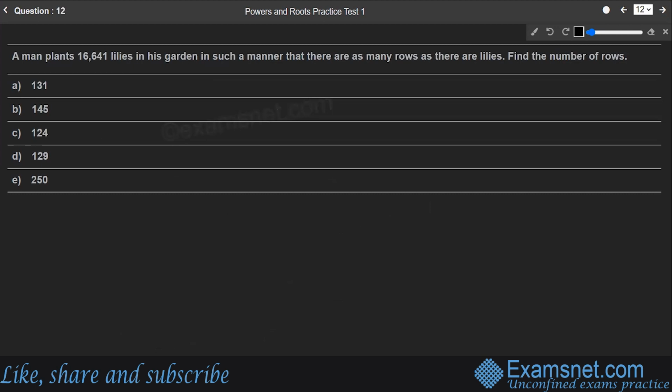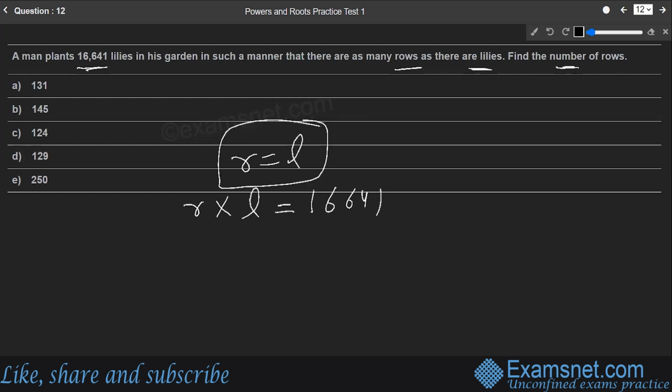Okay, let's have the next one. A man plants 16,641 lilies in his garden in such a manner that there are as many rows as there are lilies. Find the number of rows. As many rows as there are lilies. So clearly, rows times lilies in each row is the product, which is 16,641. So clearly R is equal to L. What is R? Total number of rows. What is L? Lilies planted in each row. So lilies planted in each row is equal to the number of rows itself.